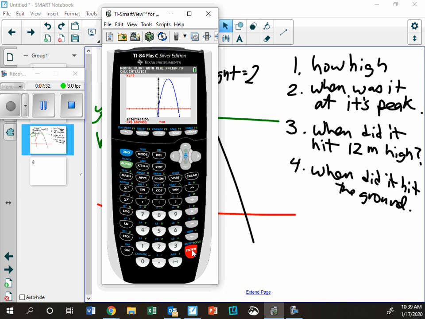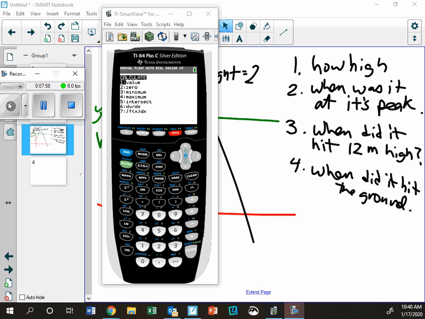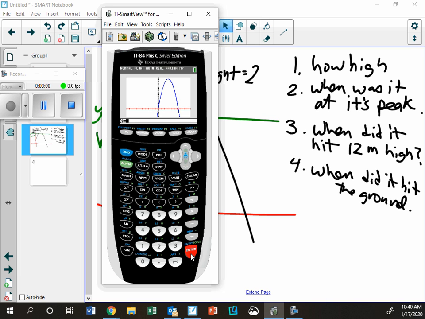Now, some of you are going to grab and look at the table. It's not a terrible way, but there's a better way. Who knows the command that'll tell us if x equals 1, what's the height? So I can calculate. So, second calculate value, I hit enter. And now what's it asking me? It's like there's nothing on the screen. Oh wait, it says x equals.